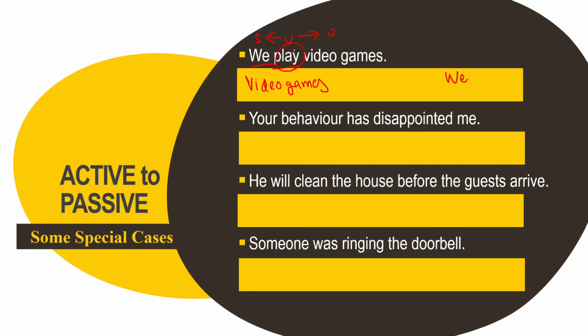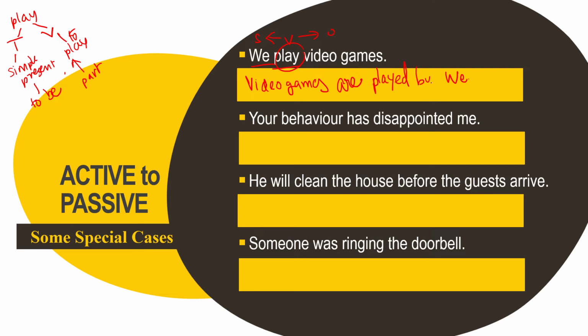Then you need to change the verb, right? So from play you need to find the tense and you need to find the verb. The tense is very easy, simple present tense. Okay, and then you need to find the verb. The verb is to play. So you need to put to be in this tense. Video games are. Okay, and then you need to put the participle of this verb. The participle of to play is played, and you need to put by before the subject. Now, video games are played by we.